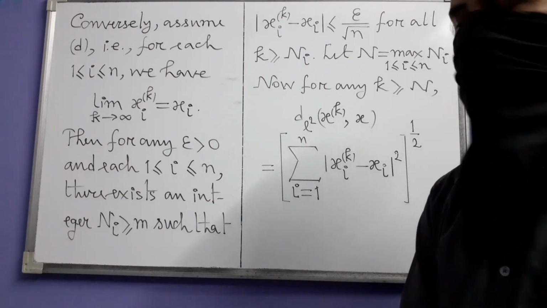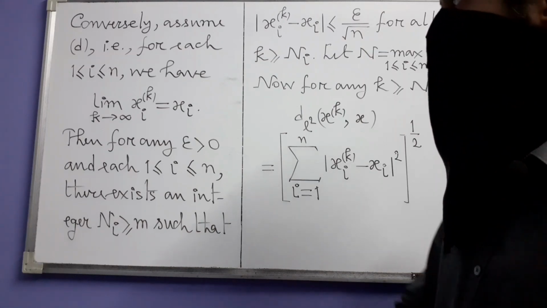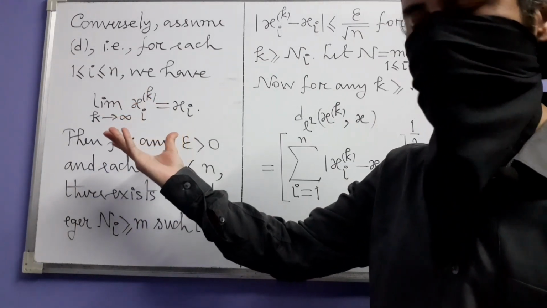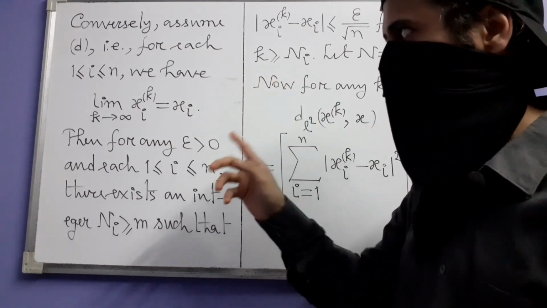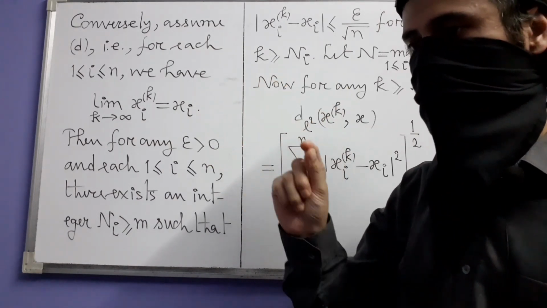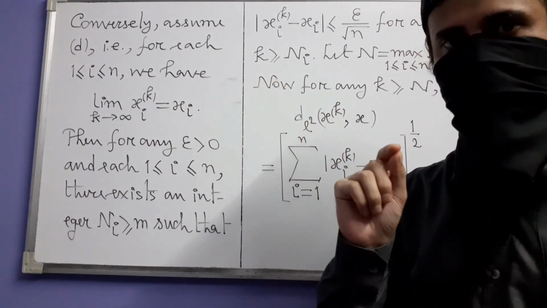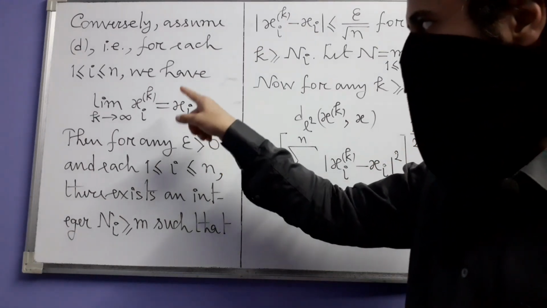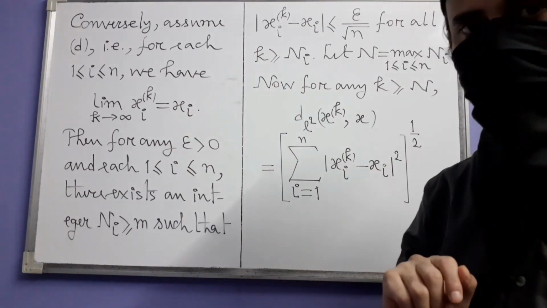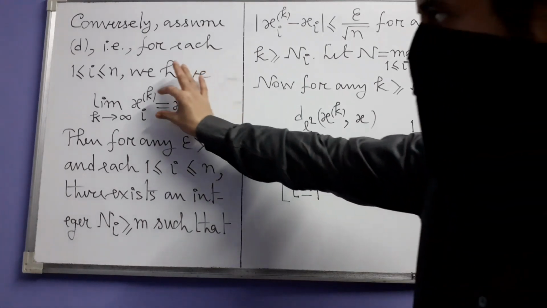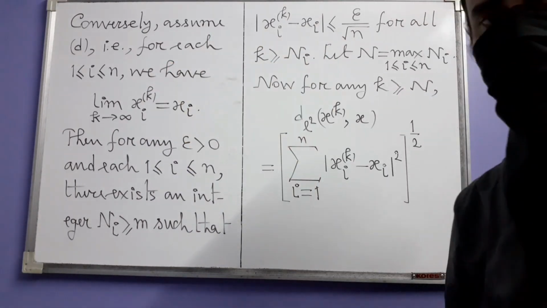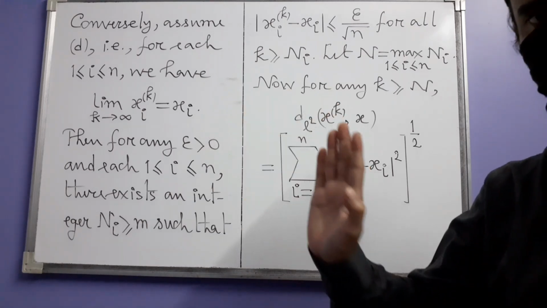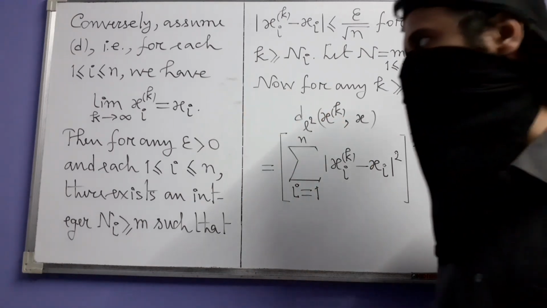Conversely, we assume D. That means for each such i, we have this limit. That means here we are looking at n sequences of real numbers, each one convergent, and the ith sequence converges to x_i. The ith sequence has this general term x_i^k. Note that I should not say "to the power k", because k is a superscript here, not an exponent.